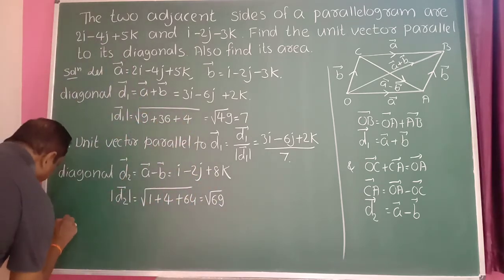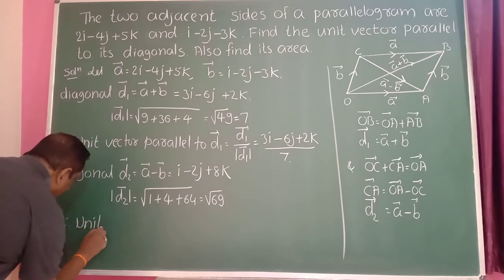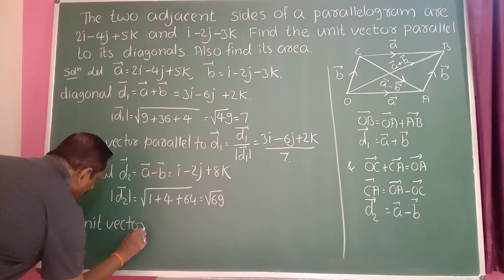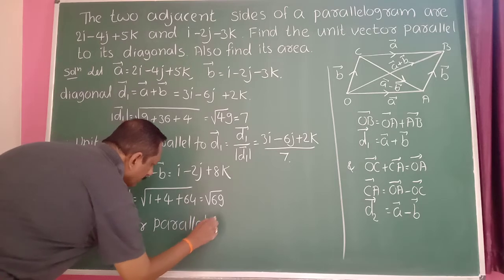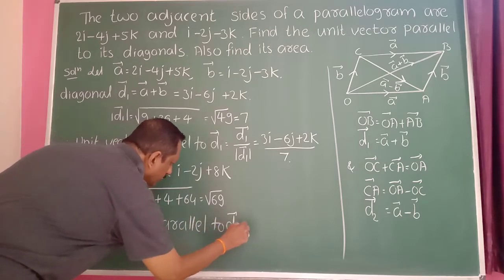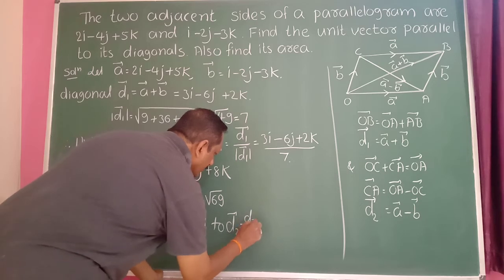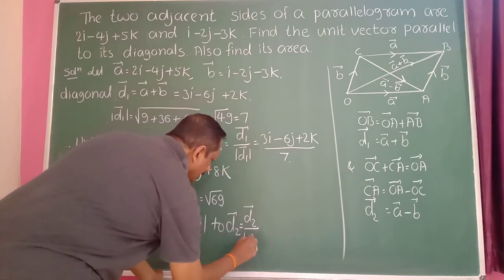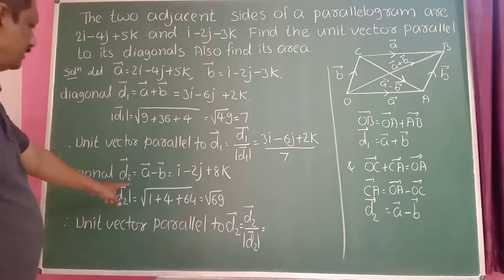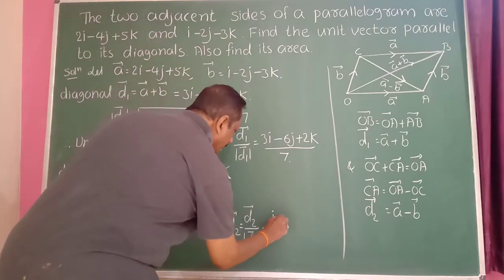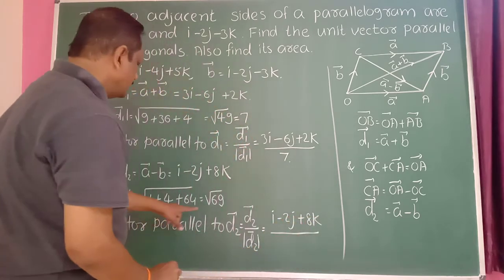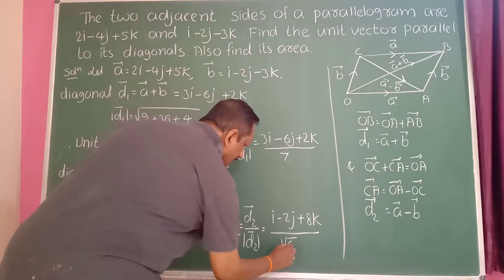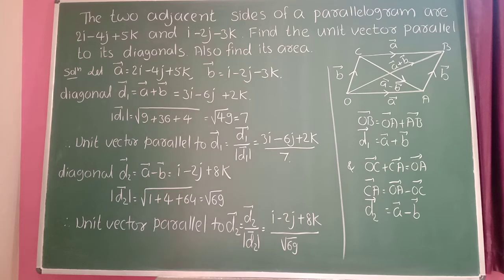Therefore, the unit vector parallel to the diagonal D2 is equal to D2 divided by modulus of D2. Here the vector D2 is i minus 2j plus 8k, divided by its modulus, the square root of 69. This is the second unit vector, parallel to the diagonal D2.